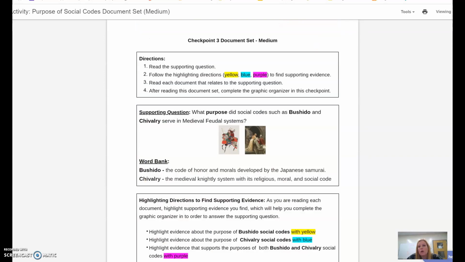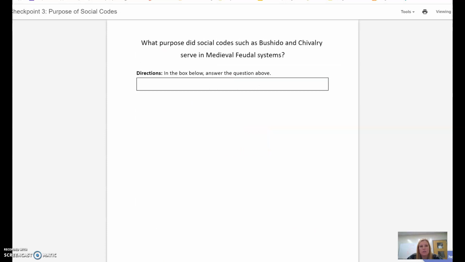So you're going to take all that, highlight specific information that will help you answer this question: what purpose do social codes, such as Bushido and chivalry, serve in medieval feudal systems? And this is what you're going to be answering right here. A couple sentences to a paragraph, I would say a paragraph, in this box is where you're going to answer it, and that's this week's checkpoint. So you're simply comparing and contrasting these two codes that you spent so much time learning about.